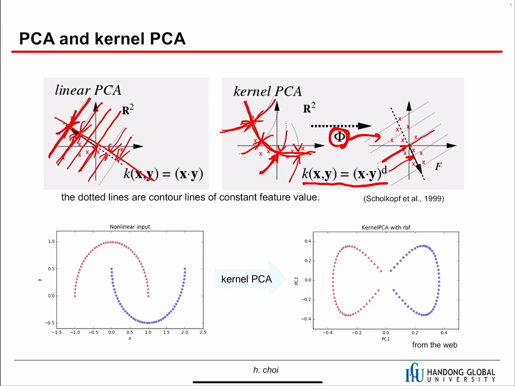If we apply kernel PCA to this input, we can nicely find a nonlinear space. So this one is the first principal component, and this one is the second principal component. And in the first principal component, these two classes are completely separable.